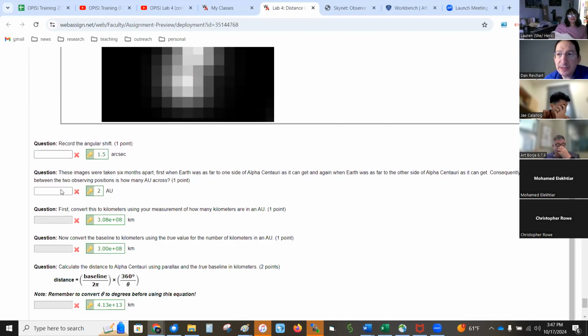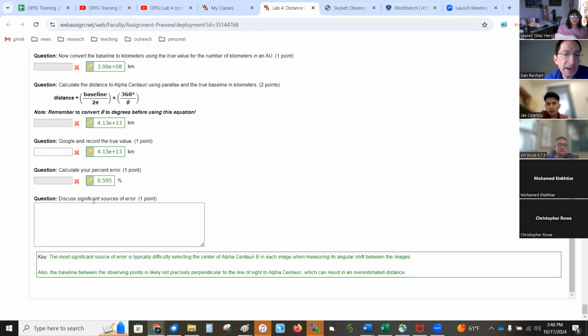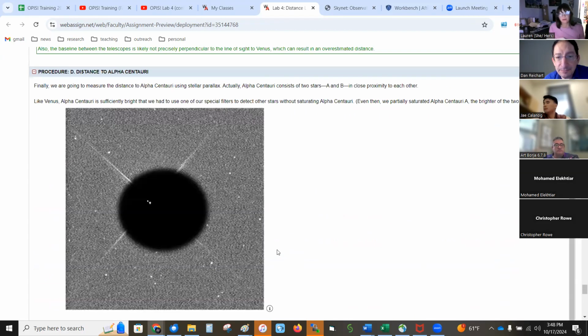The baseline with stellar parallax, it's always 2 AU, but now they know how many kilometers that corresponds to. So using their measurement and then the true value, they convert it, 3 times 10 to the 8 kilometers, and calculate the distance to Alpha Centauri in kilometers. Again, we could have them do it in AU, but we're trying to reinforce that these things bootstrap upon each other. And so we have them do it in kilometers. They Google and record the true value to Alpha Centauri in kilometers, calculate percent error. And again, sources of error: difficulty with the centers, maybe the baseline wasn't perpendicular. The only one that's not here now is the timing. We don't take these simultaneously. These are supposed to be 6 months apart. So the precise timing of the Earth baseline parallax is not a source of error. And that's it.